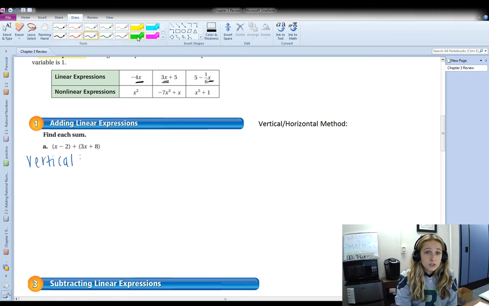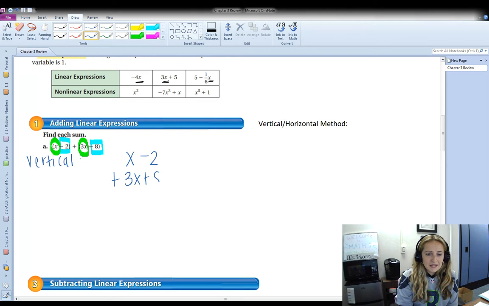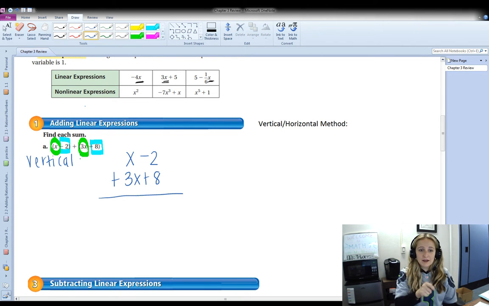First, I want to identify what my like terms are. I'm going to circle my x's and then square my constants, okay? Then I'm going to stack them on top of each other. So it's going to be x minus 2 on top, plus 3x plus 8. Notice I'm careful about carrying over whatever sign is in front of the number. If it's a subtraction sign in front of the number, you have to make sure you include that, okay? Because that's going to change the signs. All right, then we just add.